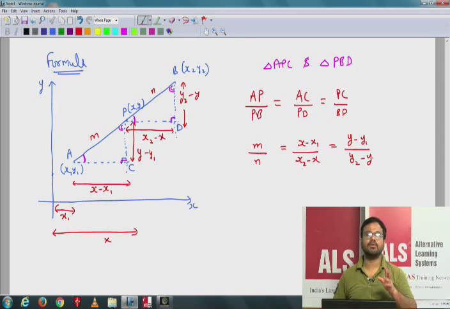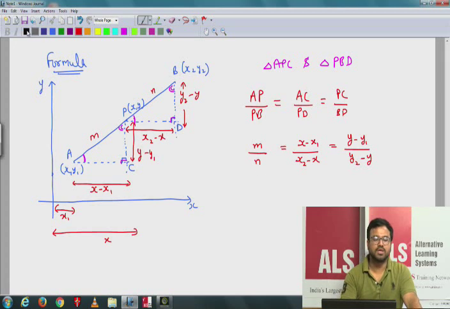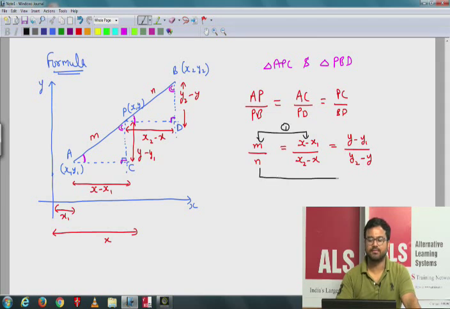So what I have done, I have just substituted the values over here. Now we can make two cases from here, relationship of m, n with only x and relationship of m, n with only y. In the first case, we will equate these two, and in the second case, we will equate these two. So in the first case, when m upon n is equal to x minus x1 over x2 minus x, we can cross multiply. So that will be m times x2 minus m times x, that is equal to n times x minus n times x1.